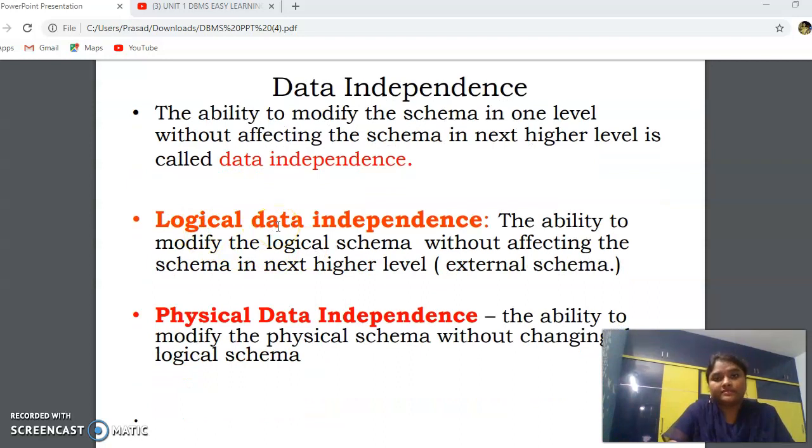Logical data independence, right? The ability to modify the logical schema without affecting the schema in the next higher level. What is the next higher level of the logical level? That is the external schema, right?